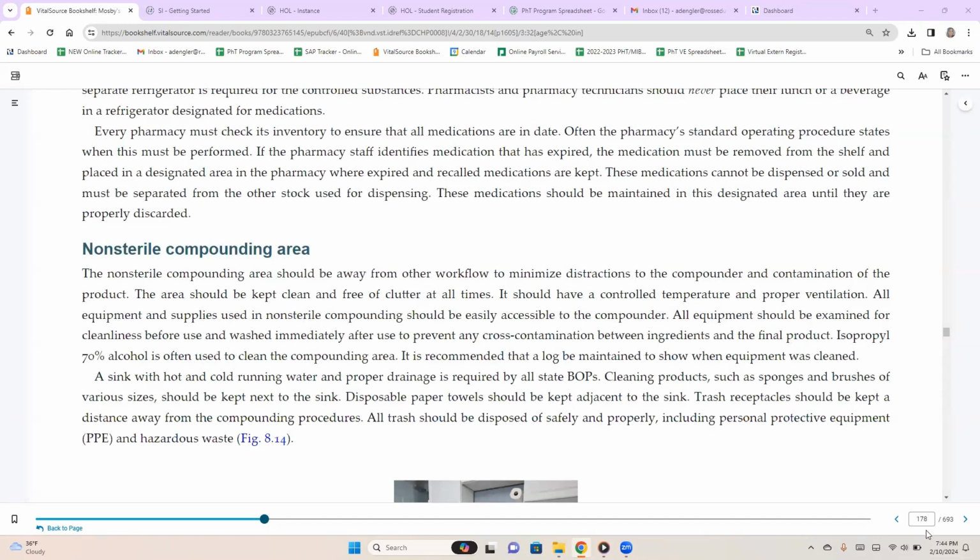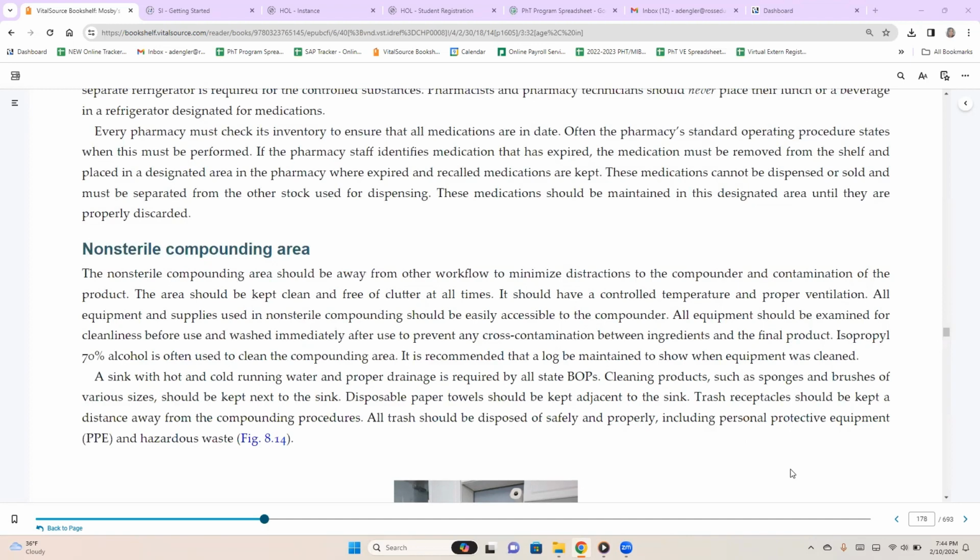All equipment should be examined for cleanliness before use and washed immediately after use to prevent any cross-contamination between ingredients and the final product. Isopropyl 70% alcohol is often used to clean the compounding area. It is recommended that a log be maintained to show when equipment was cleaned.